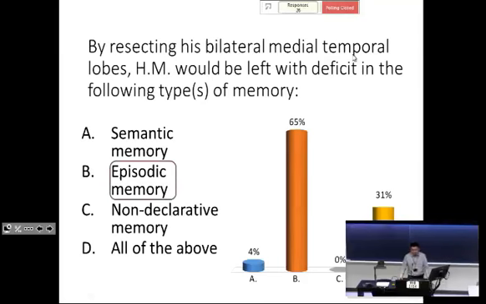Non-declarative memory, or procedural memory, is more learned behavior and learned information that your body accesses without conscious thought. So riding a bike would be an example.